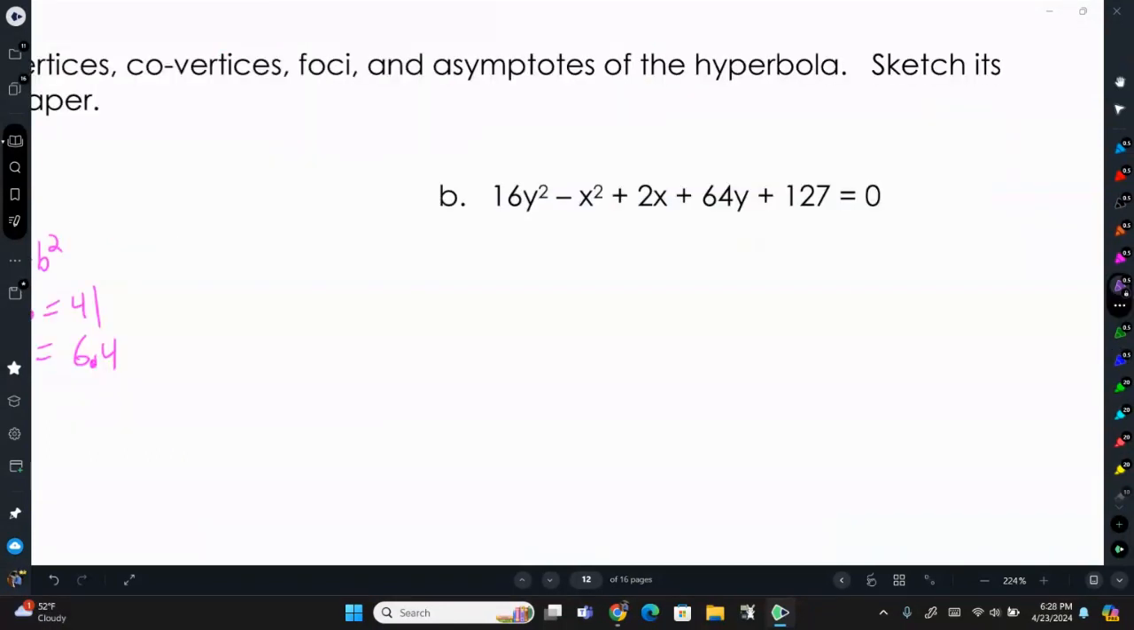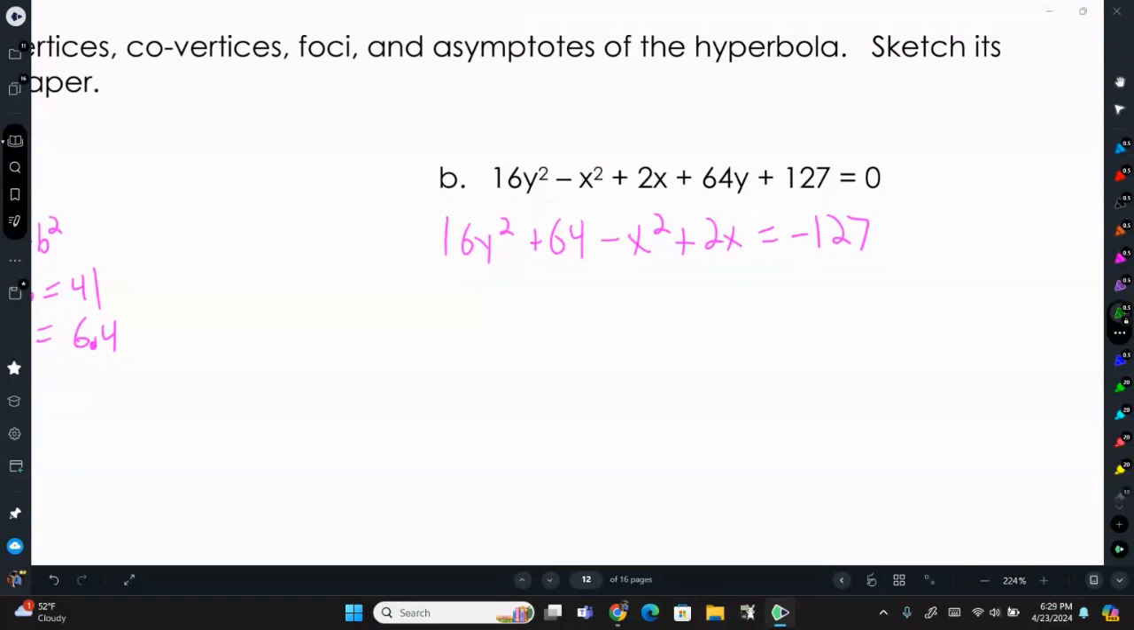So for letter B, we're going to have to complete the square in order to tell which direction this hyperbola is going to go. So like we did before, we're going to rearrange everything, but because x squared is negative, I'm going to put the y squared and the y terms first, because I know that in the end, the y needs to be up front.